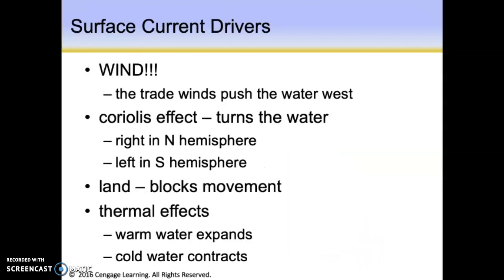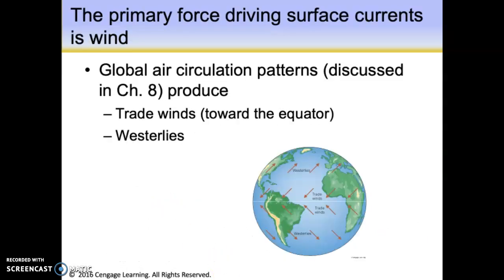The next thing that we have is the land. So if we go back to that slide again, you'll notice also as you're trying to go to the west along the equator, you run into South America, and at the same time you're going to turn either left if you're in the southern hemisphere and go down toward the south, or right in the northern hemisphere. So you can see how a combination of the Coriolis effect and the location of the land is going to cause this moving water to turn.